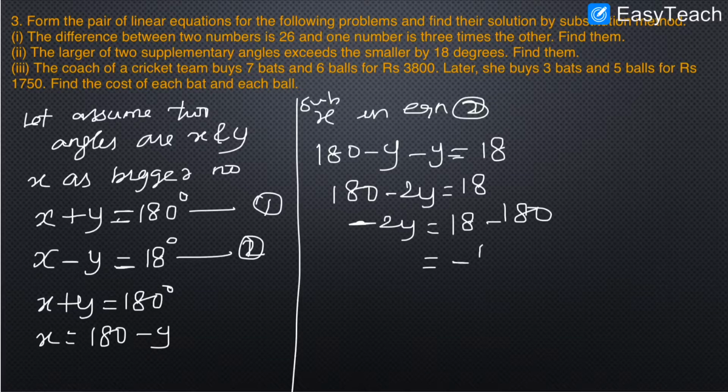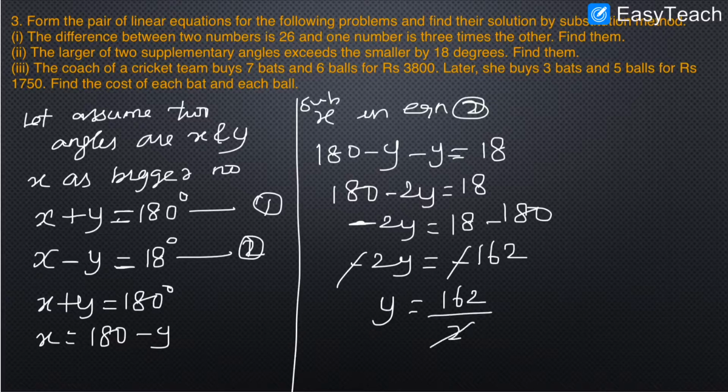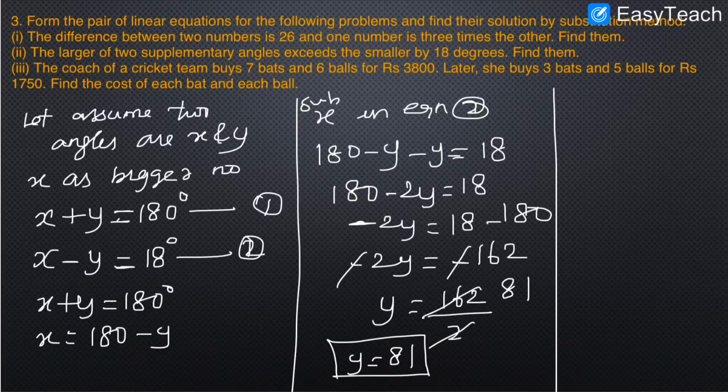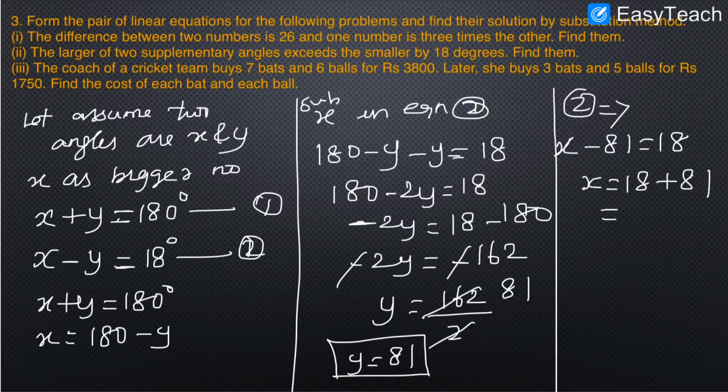If you subtract this, we get minus 162 equals minus 2y. So I cut the negative sign. So y equals 162 by 2, that is 81. Y equals 81. Then x equals, substitute in any equation. Okay, let's take the second equation. x minus y is 18 degrees, so x equals 18 plus 81, which is 99 degrees. So x is 99 degrees and the other angle y equals 81 degrees.